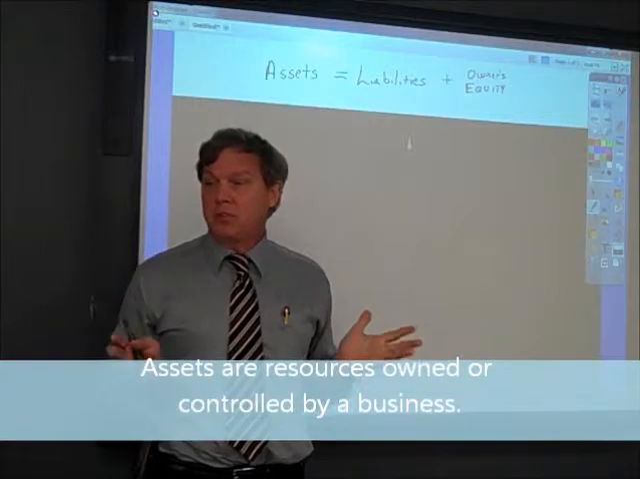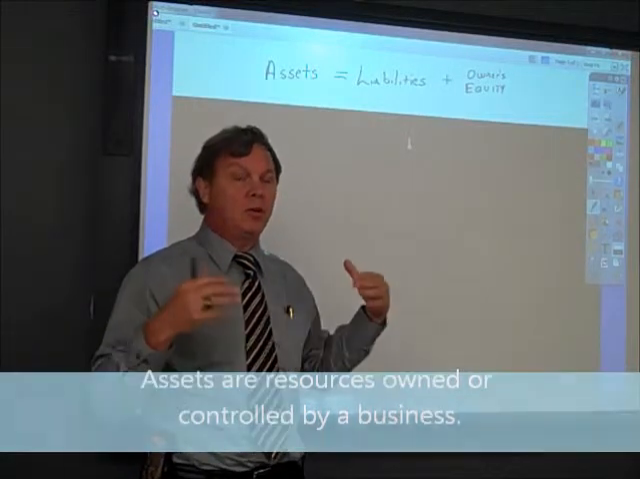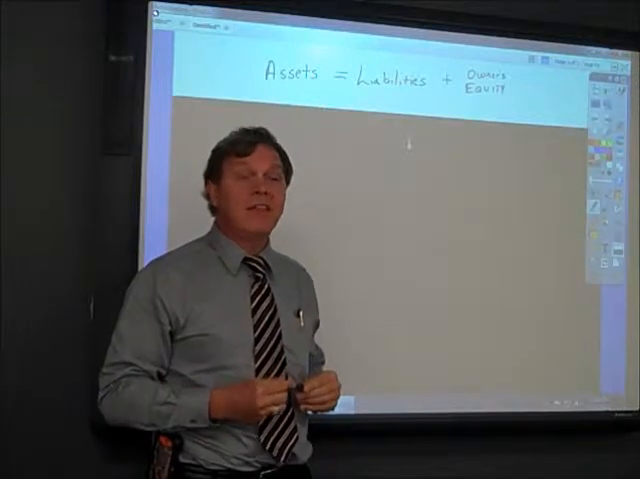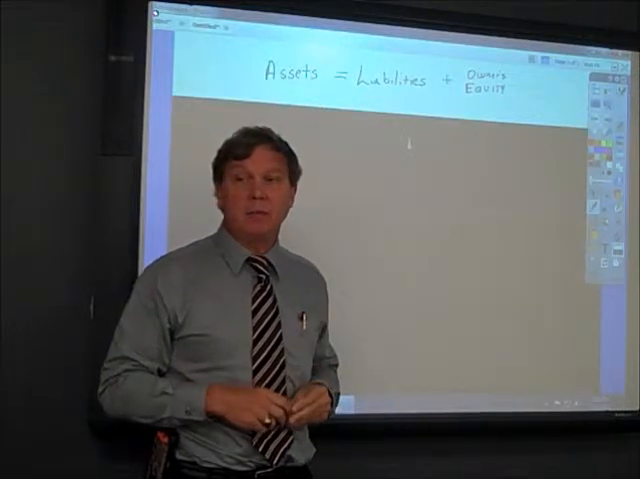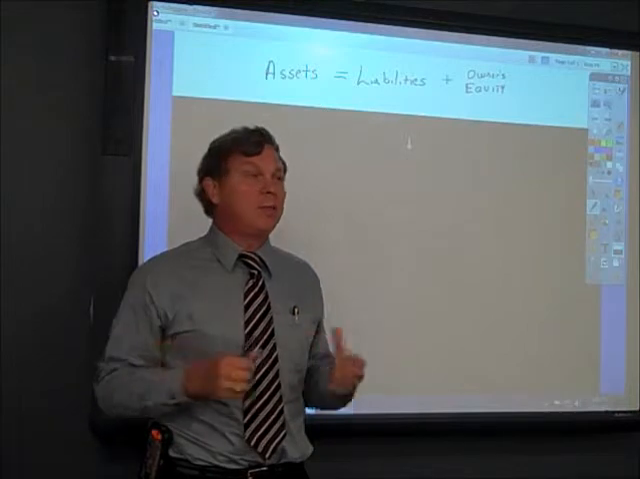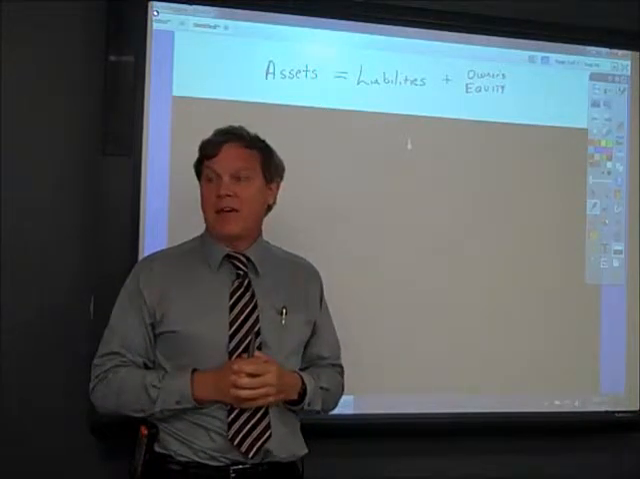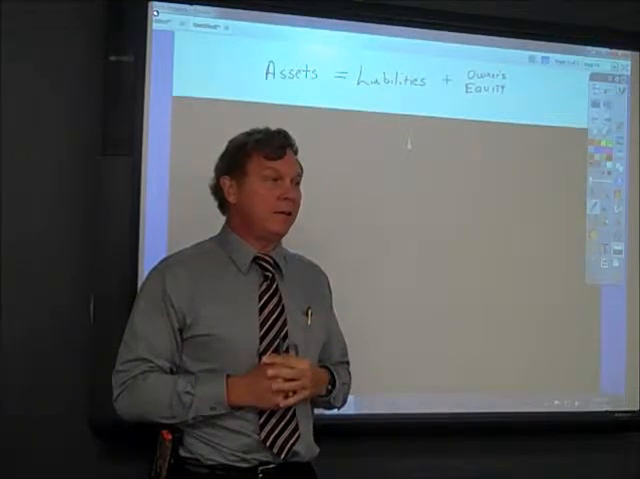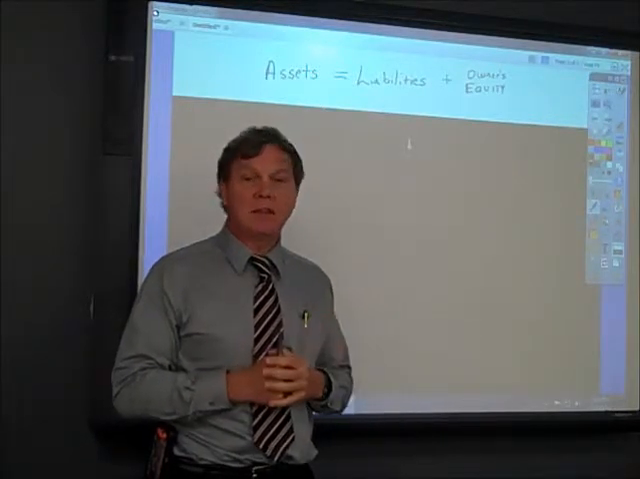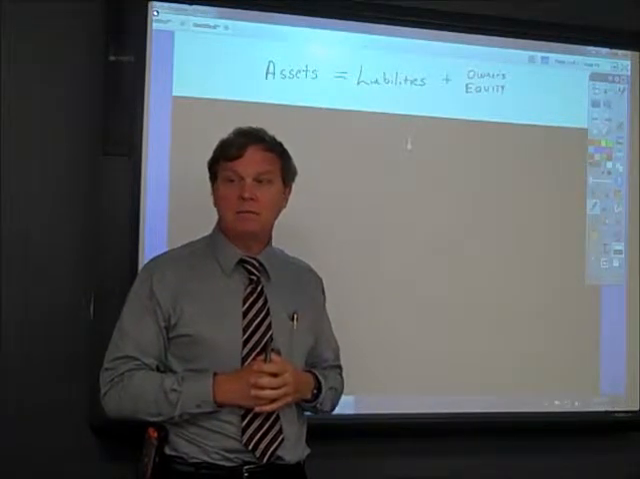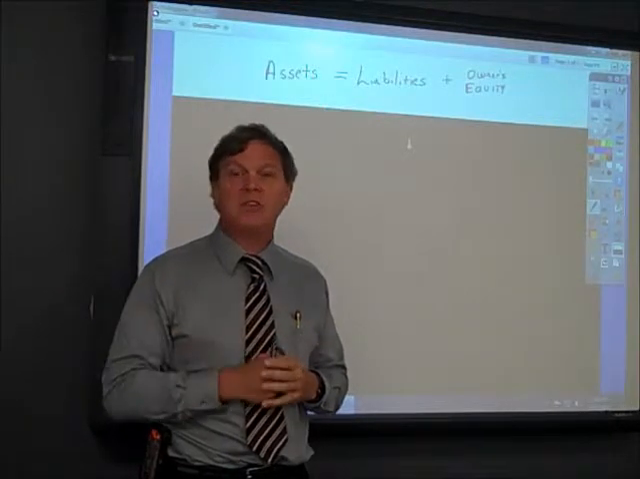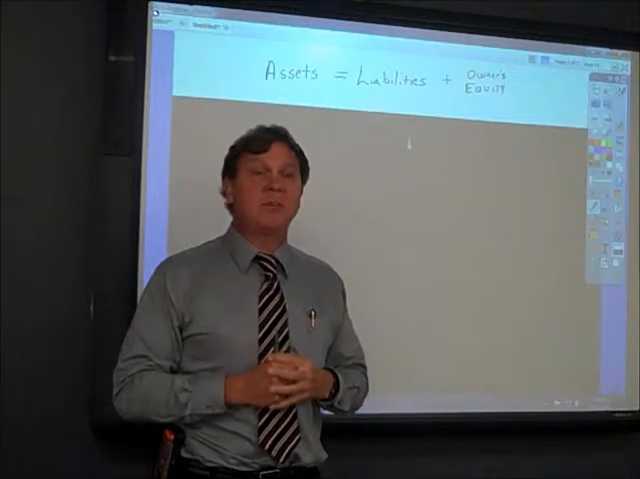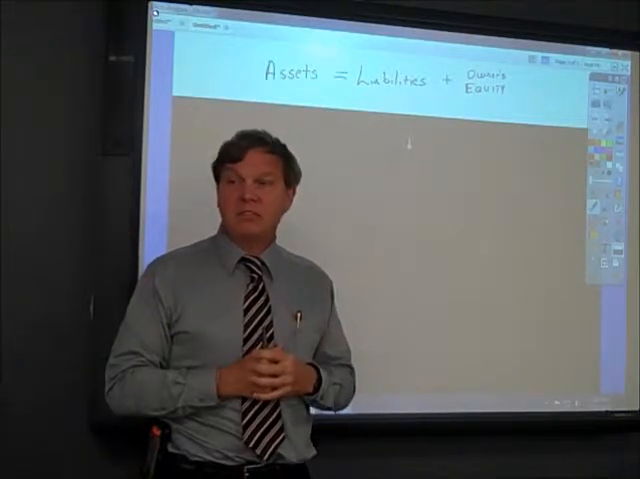Assets are resources of the business. They are the things a business owns or rights a business has that allow it to generate income. What are examples of some assets that a business may have? Equipment would be an asset. A building that the business has would be an asset. Of course, cash, inventory. So all those resources that a business has would be their assets.